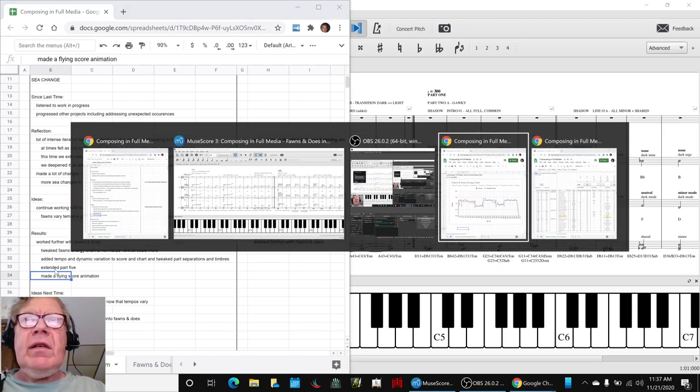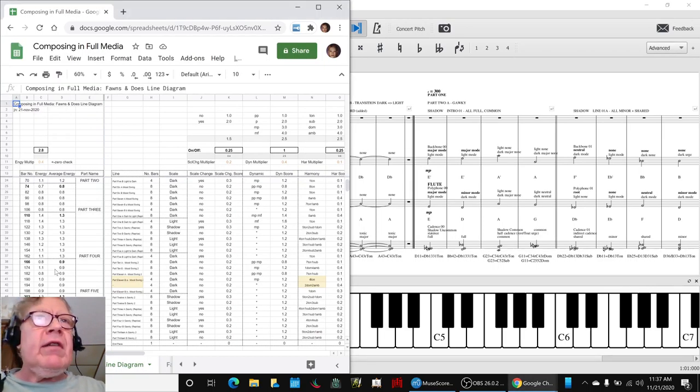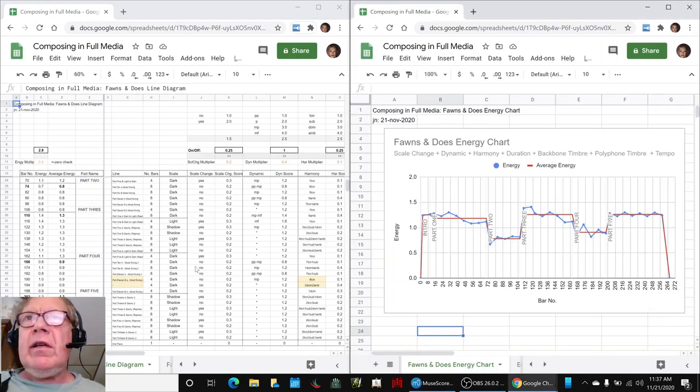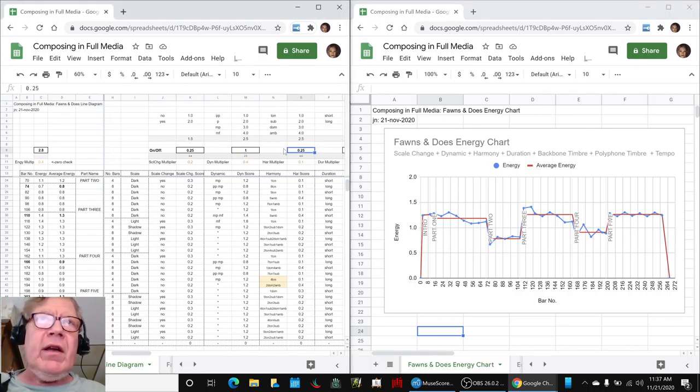Here is the line diagram we were working with, and here is the energy chart that's currently in play. It clearly shows we have a part 1, 2, 3, 4, 5. We added some bells and whistles here to try to keep the chart from jumping up to 6 and 8 and 2 and 1 while we varied the on-off switches.